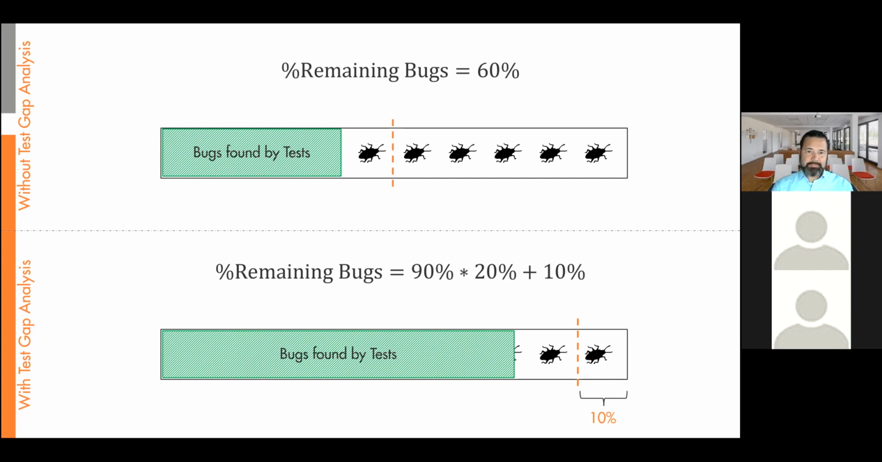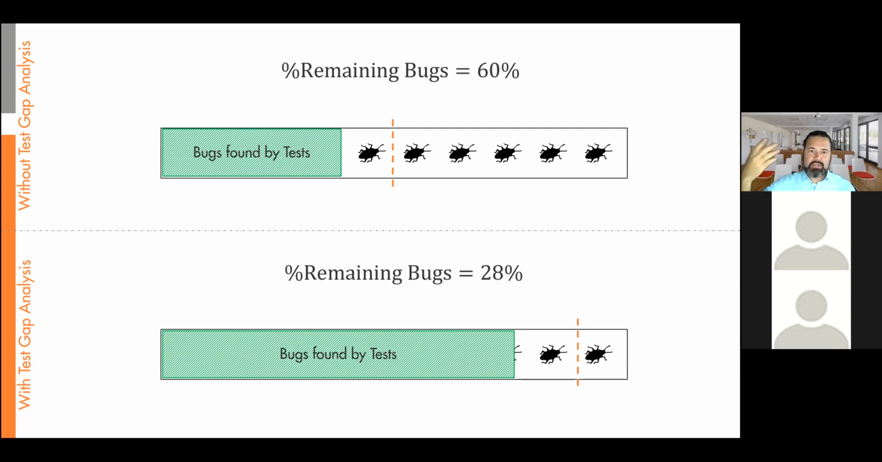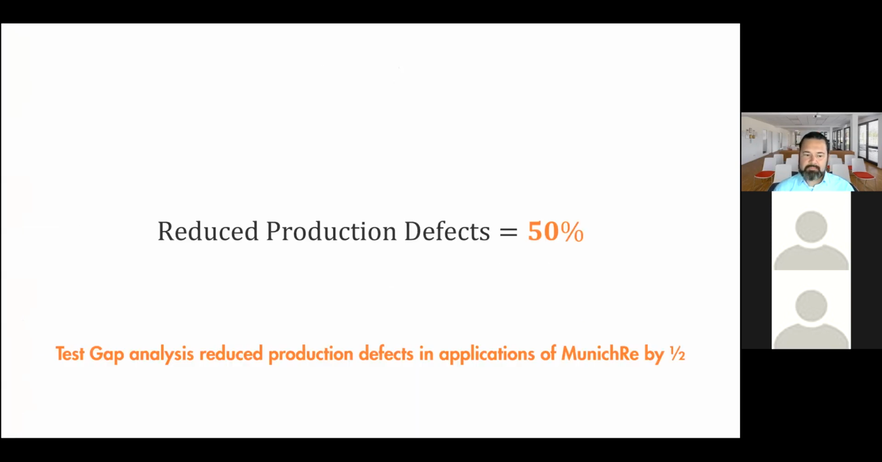And for the remainder, we assume the same percentage of remaining bugs in the tests, the same thoroughness of the tests. So again, we find 4 out of 5 bugs here, or more specifically, 18% of the bugs slip through. So altogether, 28% of the bugs in the modified code slip through testing. What was 60% before is 28% now, for the systems we analyzed at Munich Re.